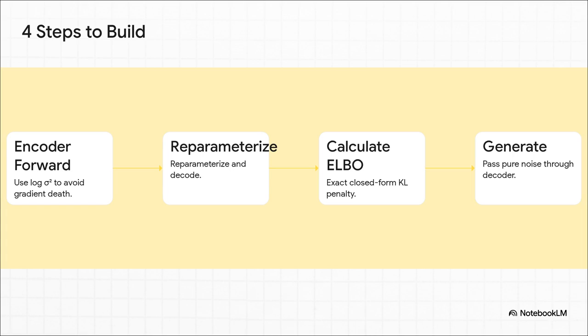Step 3 is calculating your ELBO loss. Now absolutely use the exact closed form KL penalty here. Because both distributions are Gaussian, the math is exact. Believe it or not, I still see developers in 2026 inexplicably shipping code using Monte Carlo estimates for this, which literally makes the whole thing 3 times slower for zero reason. Seriously, please stop doing that.